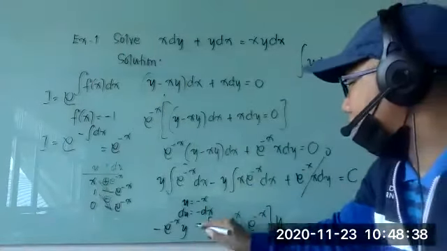Let's continue. So our example number 2 is solve (2xy² − 2y) dx + (3x²y − 4x) dy = 0. So a first order differential equation. And we don't know yet, di ba, kung ito ay exact equation. So we are going to test the DE for exactness.